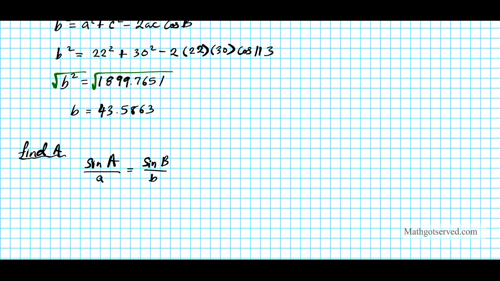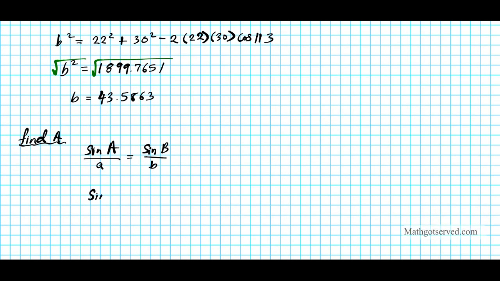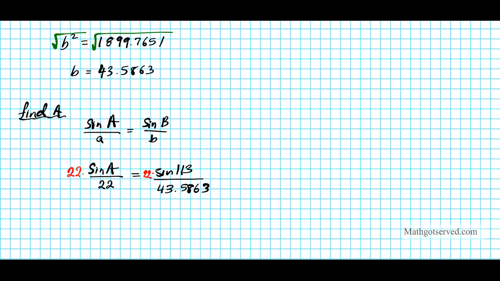Now let's make the substitution. We're going to have sine A over little a, which is 22, equals sine B, sine 113, over little b, which is 43.5863. To get sine A by itself, we'll multiply both sides by 22. When we do that, on the left side, the 22 divides out.